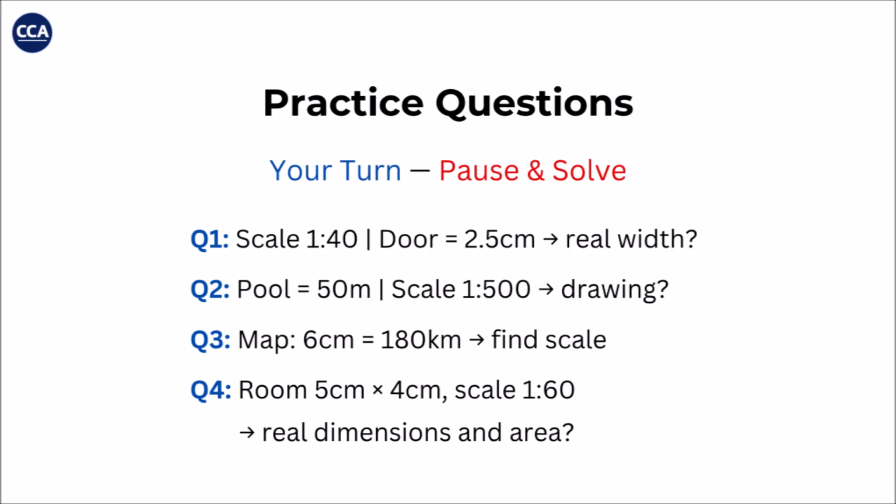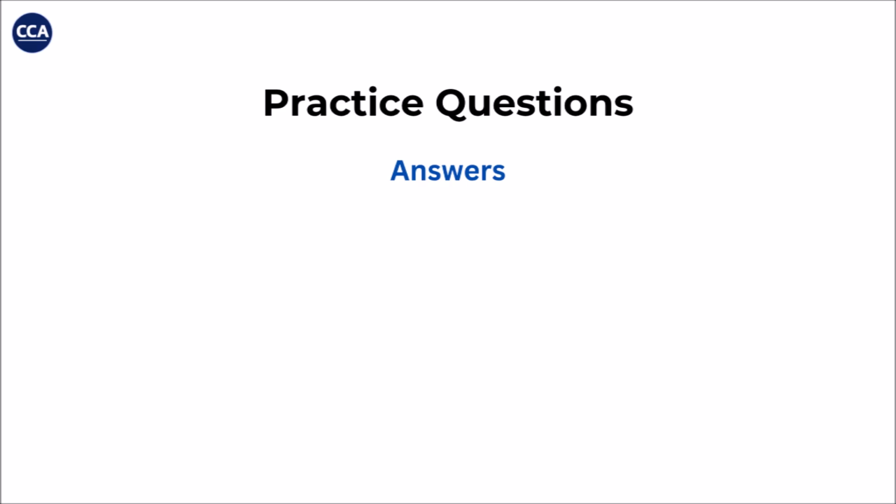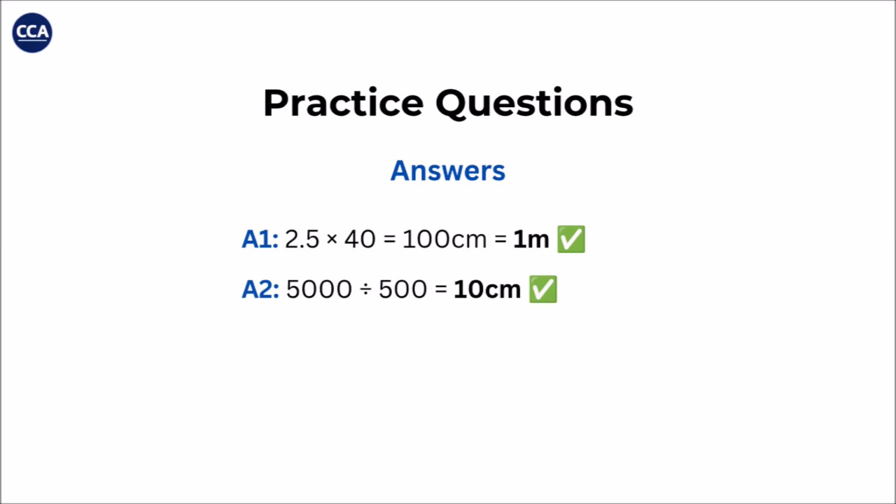Here are your answers. Answer 1. This is type 1. 2.5 multiplied by 40 equals 100 centimeters. Real width is 100 centimeters, or 1 meter. Answer 2. This is type 2. Convert 50 meters to centimeters, which is equal to 5,000 centimeters. 5,000 divided by 500 equals 10 centimeters.